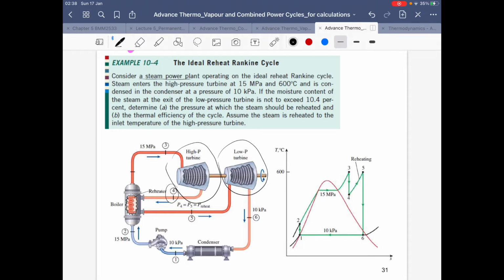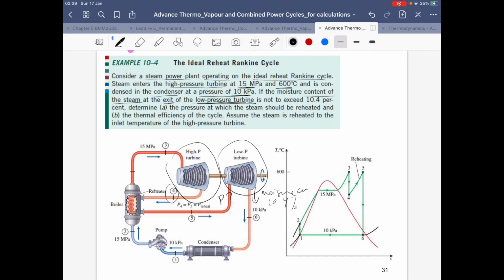Consider a steam power plant operating on an ideal reheat Rankine cycle. The steam enters the high pressure turbine at 15 megapascal and 600 Celsius and is condensed in the condenser at a pressure of 10 kilopascal. The moisture content of the steam at the exit of the low pressure turbine is not to exceed 10.4%. Later we will see what that means. They ask us A, determine the pressure at which the steam should be reheated. Meaning where do we reheat? Before it enters the low pressure turbine. So what is actually P at this point?